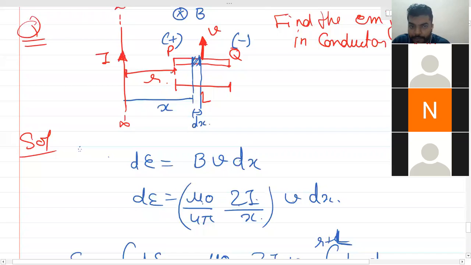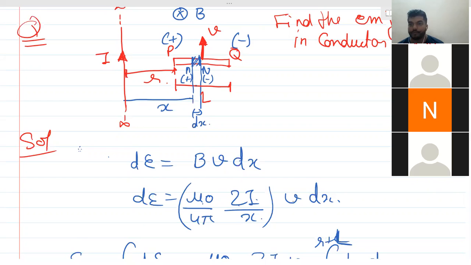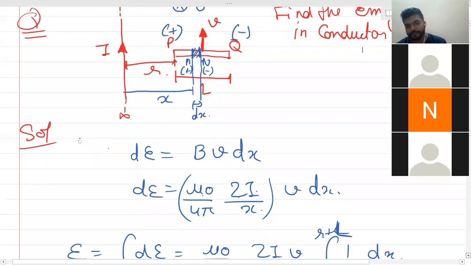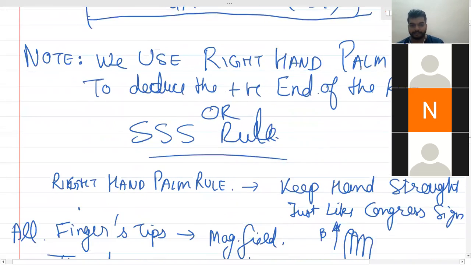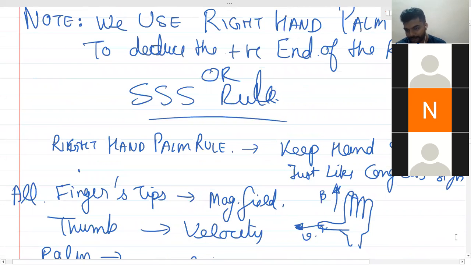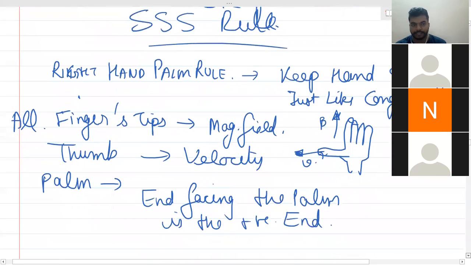The same thing can be applied to this small element as well. For this small element MN, M will be positive and N will be negative. Are you getting my point, guys? Is this clear? Okay. So this is your right hand palm rule. Either you can use this, but why learn new when you have old things? Whatever you want. Even I don't prefer SSS much in this. I prefer this only because right hand palm rule is easier in this.